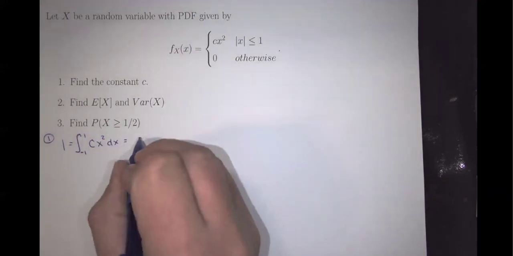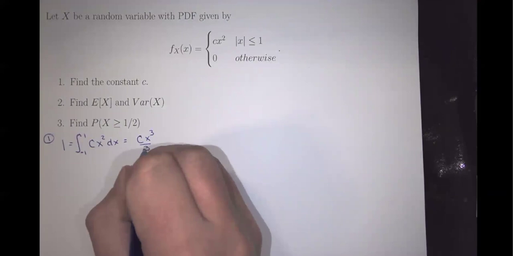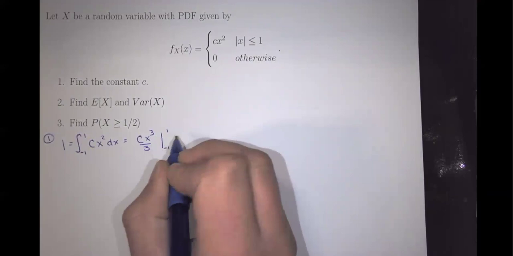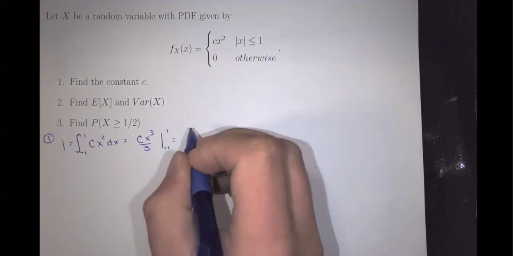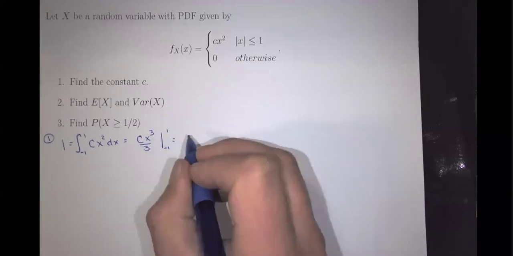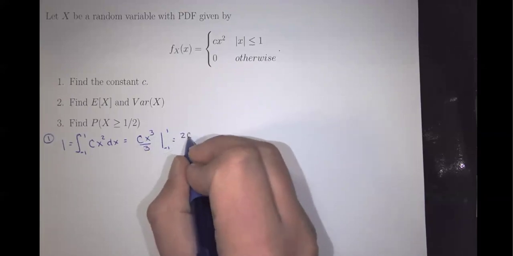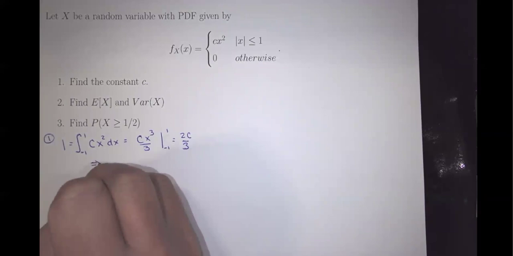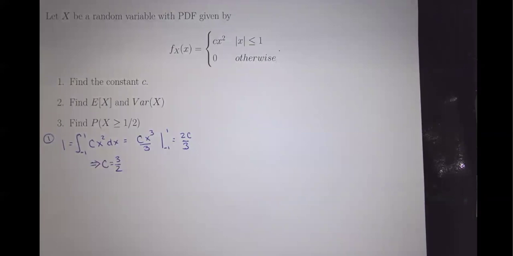That integral is cx cubed over 3, evaluated from -1 to 1. And so when x is equal to 1, we get c over 3 minus a negative c over 3. So this is 2c over 3, and that has to equal 1, which tells us that c is 3/2.